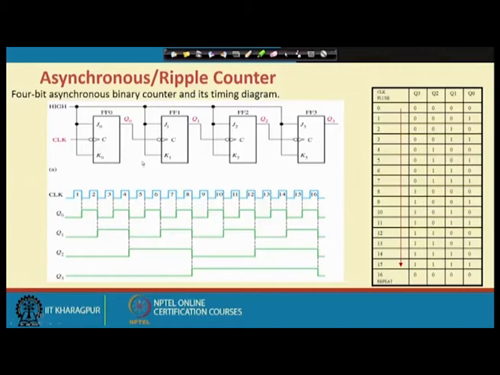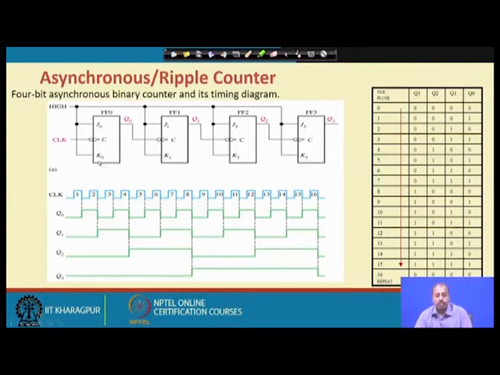We can also have an asynchronous ripple counter. In this case, this is a 4-bit asynchronous ripple counter. Previously it was a 3-bit counter, now we have a 4-bit counter, where Q0 is connected to the clock of the next flip flop through Q0 bar. Basically, this is an inversion, so at the falling edge of the clock the transitions will take place.